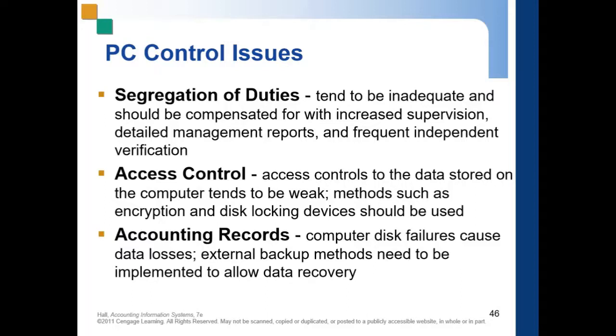Now, lastly is the accounting records. Data losses that threaten accounting records and audit trails plague the PC environment. Computer disk failure is a primary cause of data loss. When this happens, recovery of data stored on the disk may be impossible. Thus, formal procedures for creating backup copies of data files and programs can reduce this threat considerably. Unlike in the mainframe environment, where backup is provided automatically, backup of PC data files relies on conscious actions by the user, who too often fails to appreciate its importance.